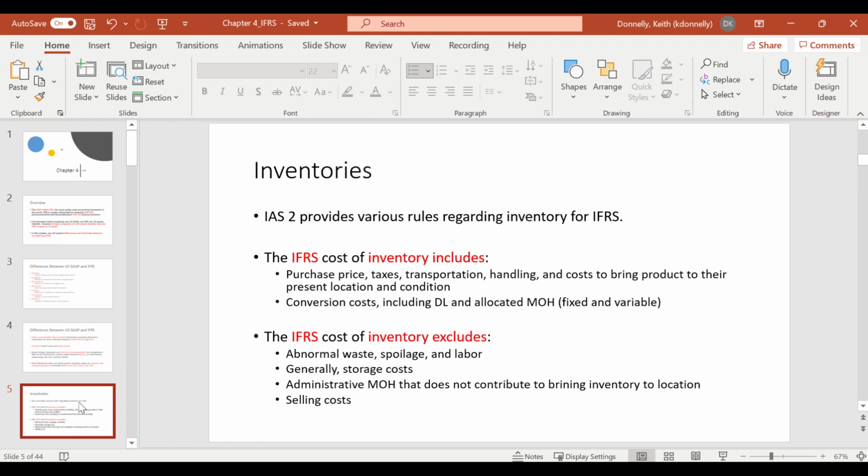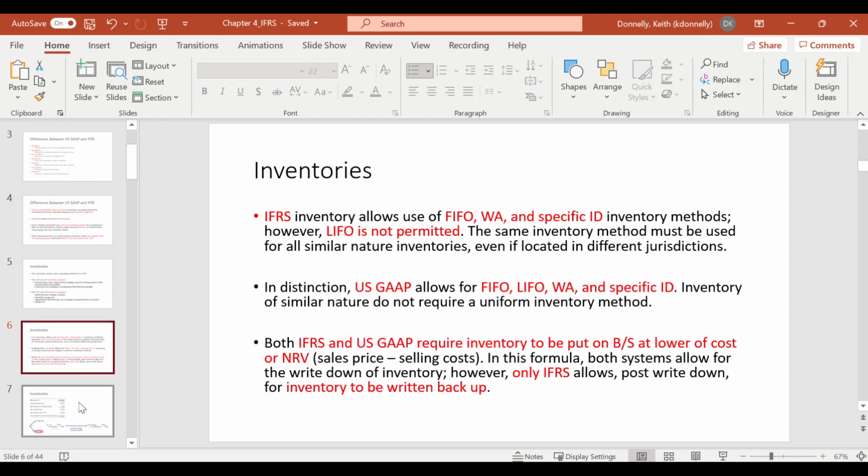It's in working condition, it's present, it's here, all of those costs. Things that aren't included in inventory, things that you would probably expense, would be waste, spoilage, labor. Storage costs, right? You have to store the inventory. That would be an expense under IFRS. You don't capitalize it. Certain administrative manufacturing overhead as well as selling costs, all of these items aren't included in inventory.